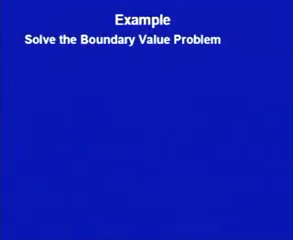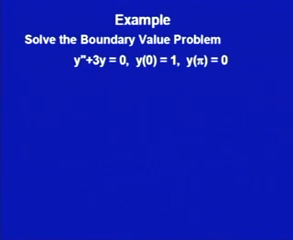First example, solve the boundary value problem y double dash plus 3 y is equal to 0, with conditions y at 0 is 1 and y at pi is equal to 0. We see this is a non-homogeneous boundary value problem, since my boundary conditions are not 0.